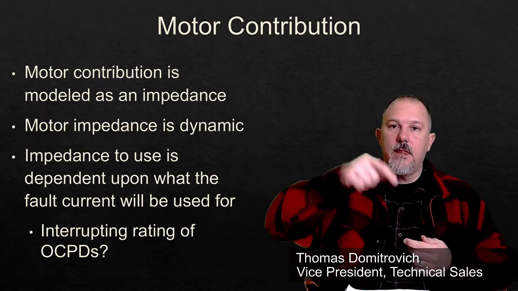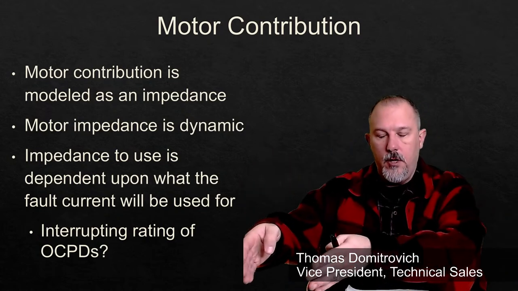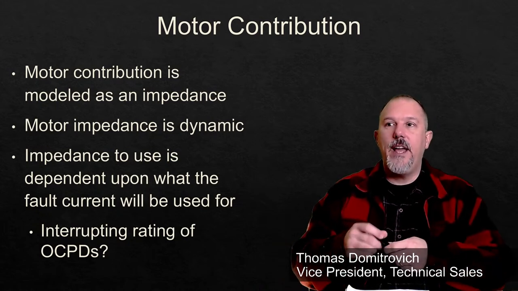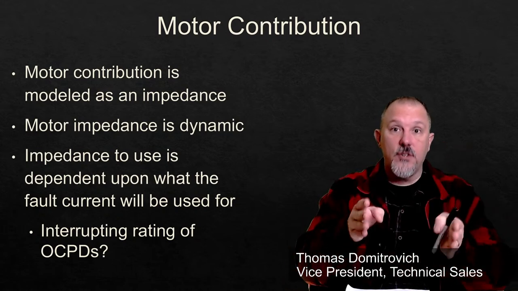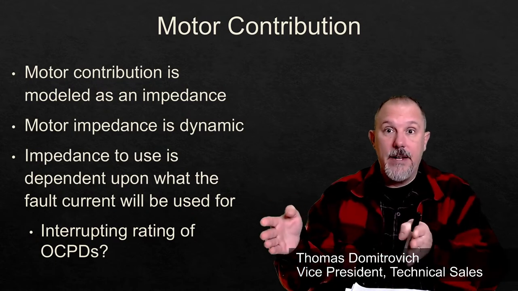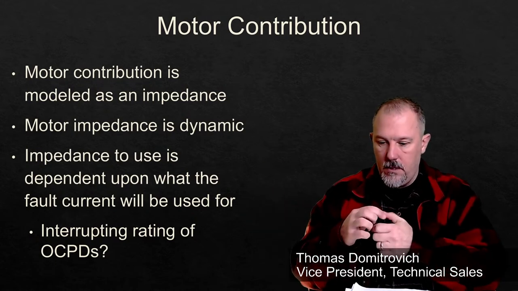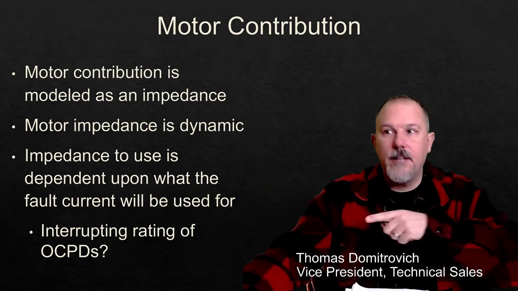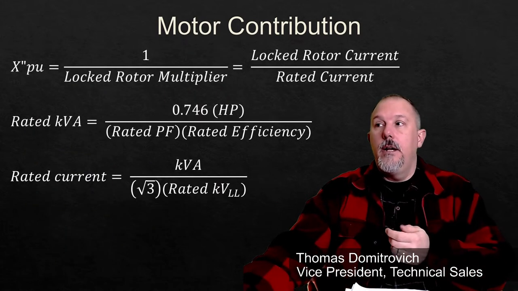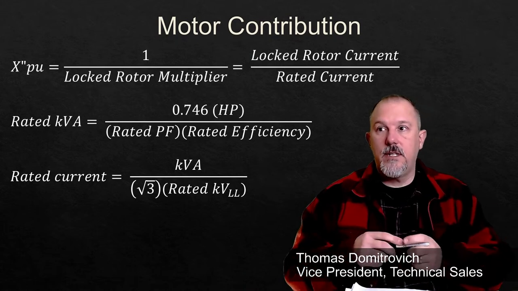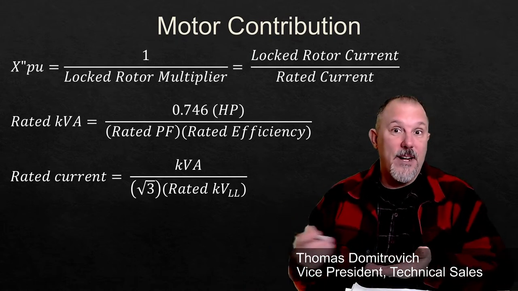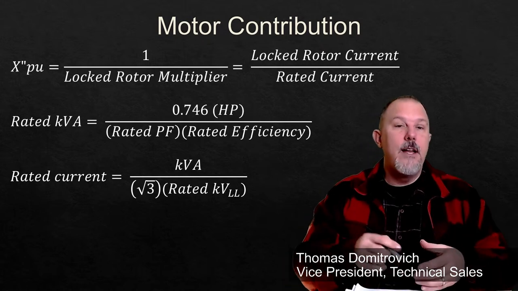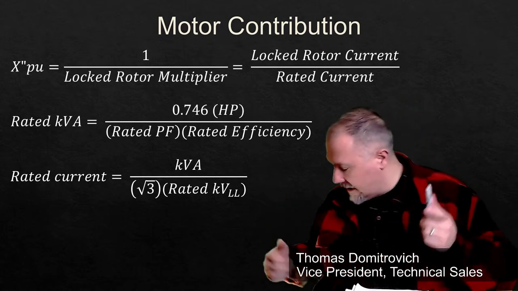But we represent different time periods for a motor based upon different reactance values. So we have a subtransient reactance, which is that first cycle. We have transient reactance, which is a time period after that. And then we have just the reactance, which would be the longer term. So the subtransient reactance is what we're looking for. Now, if you look at some of the equations, subtransient reactance per unit, 1 over the locked rotor, right? So if you know the locked rotor multiplier, these are ways for you to get to a subtransient reactance for a motor. IEEE documents will help you with that.